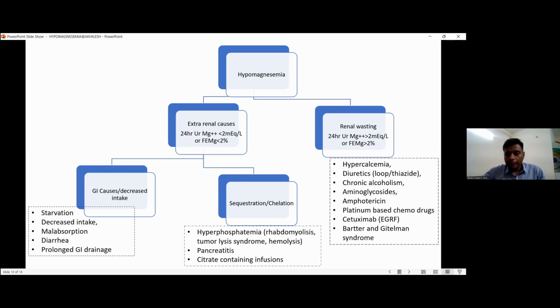And renal wasting may be due to hypercalcemia, diuretics, or chronic alcoholism. Alcohol causes tubular dysfunction and decreased reabsorption of the filtered magnesium, so hypomagnesemia will occur. Also aminoglycosides, amphotericin, cetuximab, and platinum-based chemotherapies, and Bartter and Gitelman syndrome. They are the tubular dysfunction disorders.